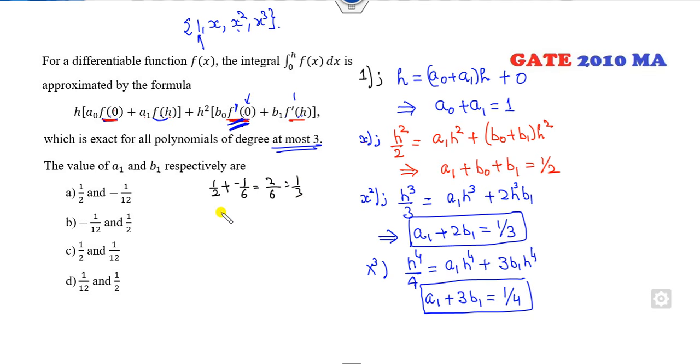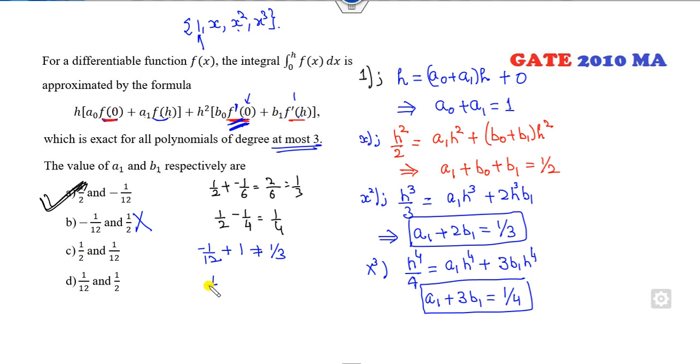Does it satisfy this also? 1 over 3, 1 over 4. Is it 1 over 4? Yes. So this satisfied is the right answer. You can discard the other options as well. If a1 is minus half, minus 1 by 2, plus 2 times of this, which is not equal to 1 over 3. This option is cancelled.